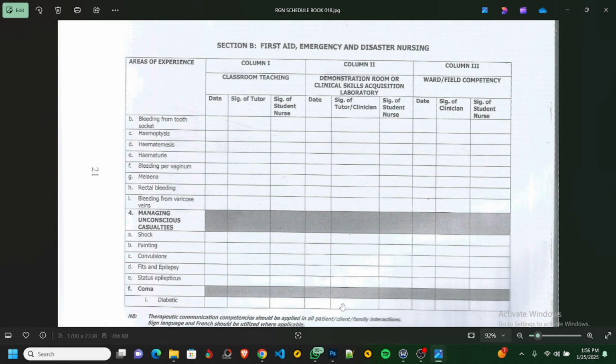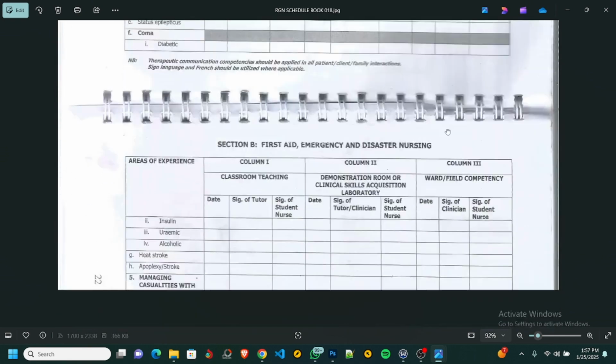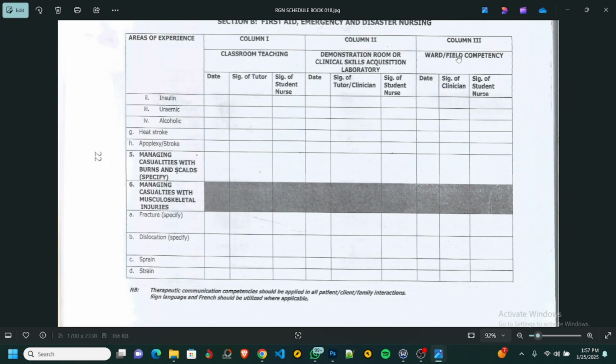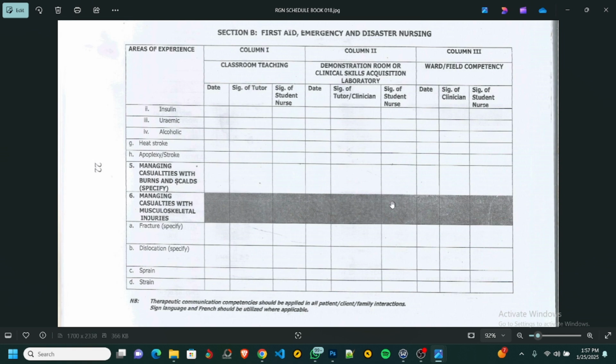Then if it is demonstrated to you either in the skills lab or in the ward, you also do as I mentioned. The date, you, the student, will sign, then the clinician signs. Then you move on to the competency. But if you have not experienced that within your entire training, it is not a must for you to do it, but make sure you also ask questions as you go for clinicals so that you'll be able to get that. Now we go to the next one, which is also under first aid, and it's the same thing.